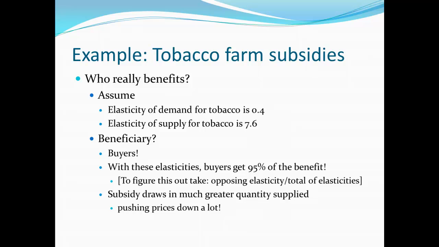Right, the point here being, we really need to be careful about the way we design our subsidies and our taxes to make sure we're taxing who we want to tax and we're subsidizing who we want to subsidize. If we're not careful, we might end up subsidizing or taxing the wrong side of the market. As in this case, if the argument is we really need to support the farmers, and the farmers only get 5% of the benefit, we're really not accomplishing the goal that we had set out for ourselves.